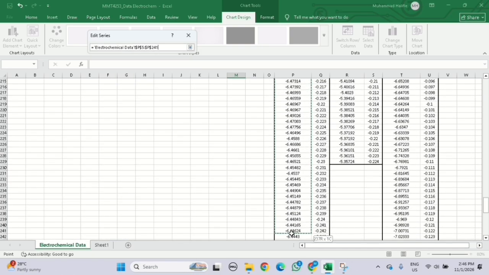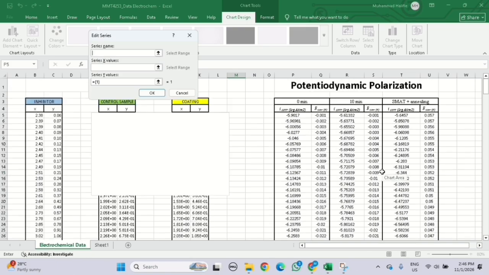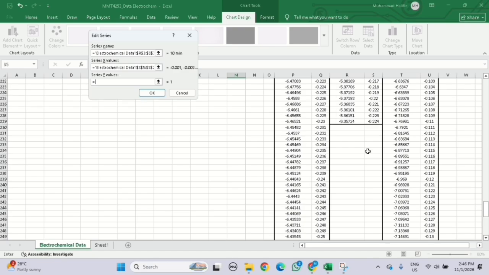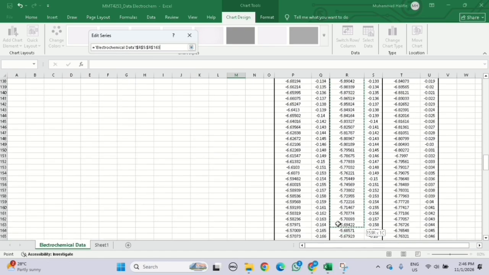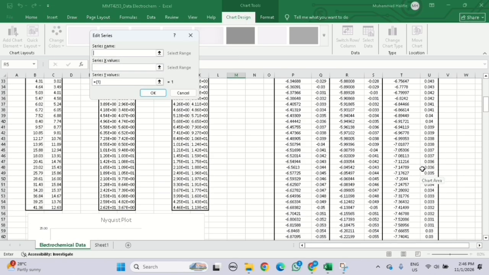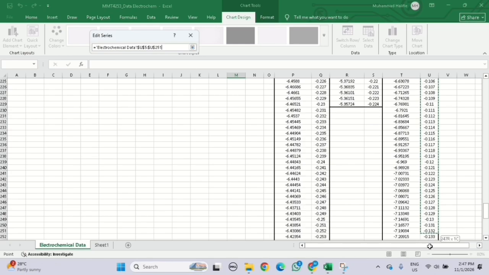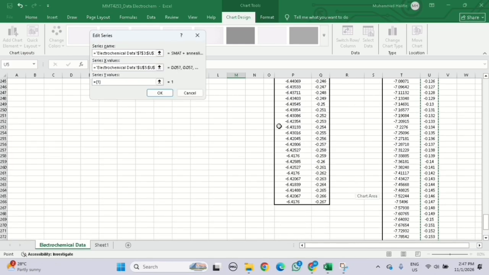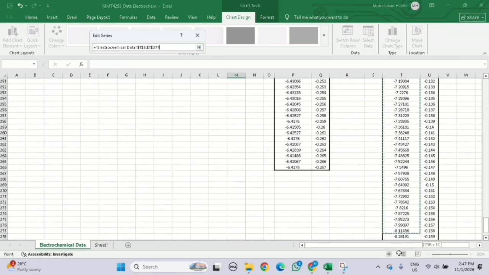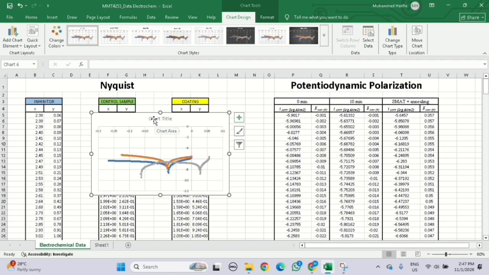So for this graph I insert data one by one, X and Y axis. So first I click for the 10 minute and I insert the Y and X data, and then I insert the Y data. So it's for the 10 minute and smart also the same. So that I got this graph.